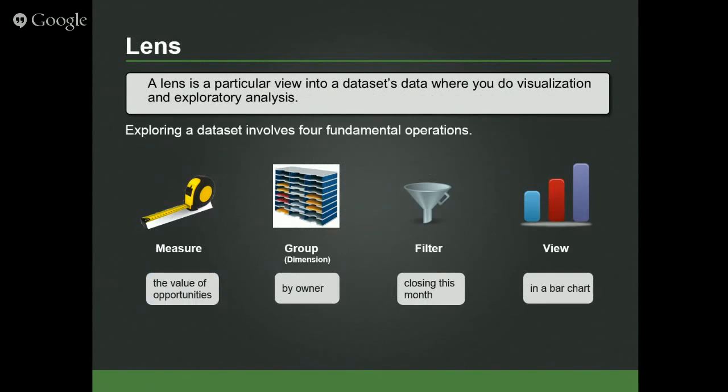The lens, what does that consist of? It consists of measures, so what you want to look at: the amount of sales, how long it takes to close a case, all the different values that you have in your system. Your groups are the dimensions that you want to look at: by owner, by the type of account, what industry an account is in. Filters let you limit the data. For example, we only want to look at opportunities that are closing this month. And then the view is really the chart that you want to select. All those things go into a lens. You can save a lens and then pop it into your dashboard.